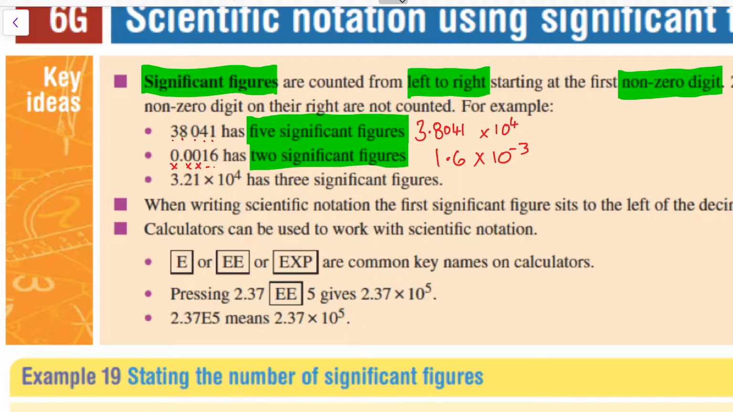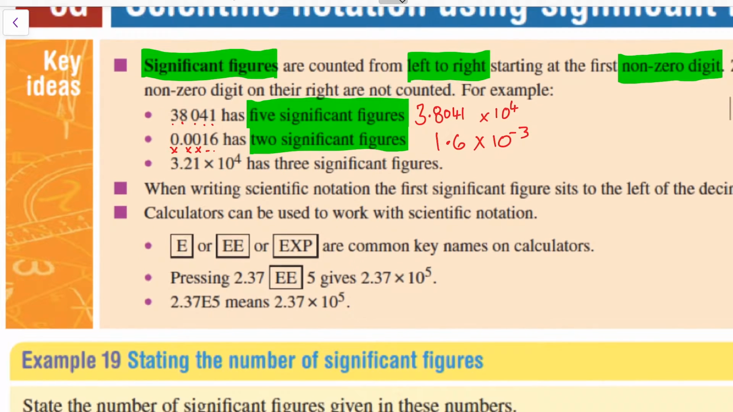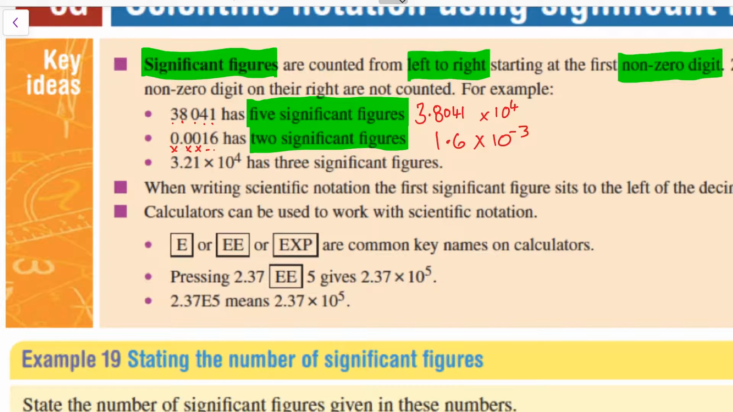So, as I've discussed with scientific notation, looking at the third example here, this one has 3 significant figures. It's already in scientific notation, so it's a lot easier to identify the significant figures when it's in scientific notation, because we normally already get rid of those zeros that are insignificant.